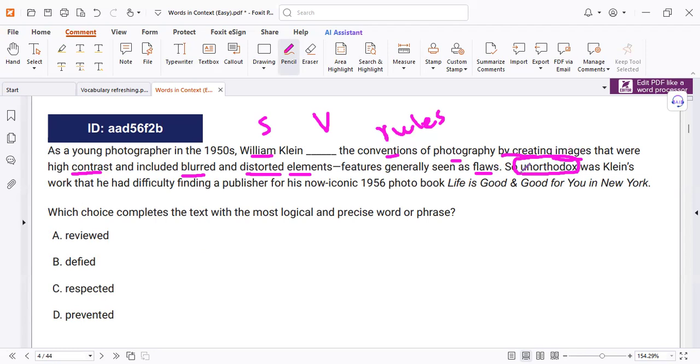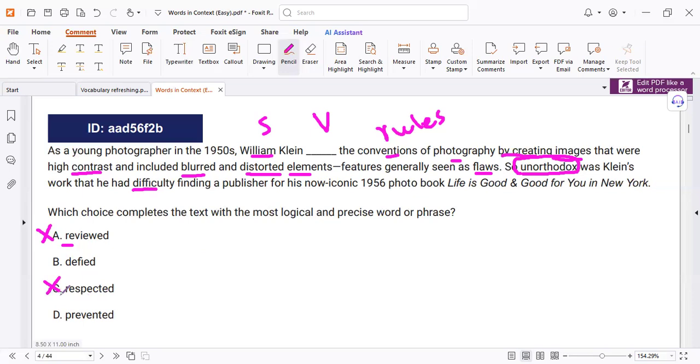How? It says, so unorthodox was Cleven's work that he had difficulty finding a publisher for his now iconic work. He didn't find the publisher, so the publisher said, this is not photography. Have blurred and distorted elements. So what did he do to the rules? He breaks the rules. So he reviewed, huh? If he reviewed, no. Follow the rules. Respected. Respected how? He broke it.